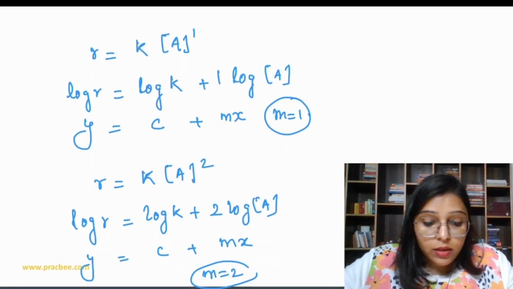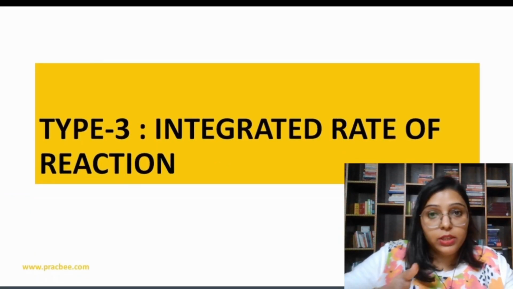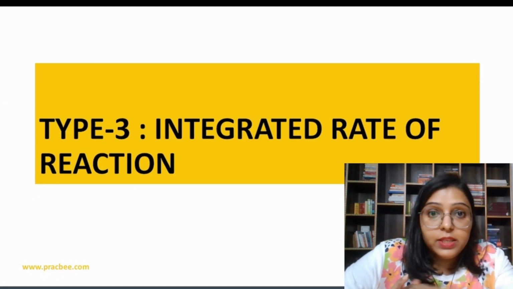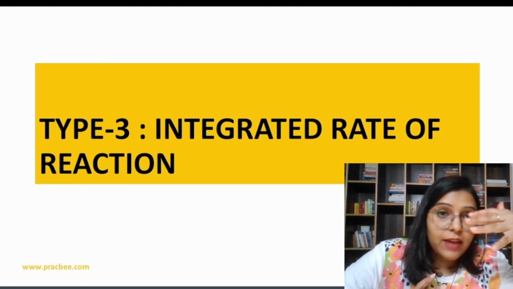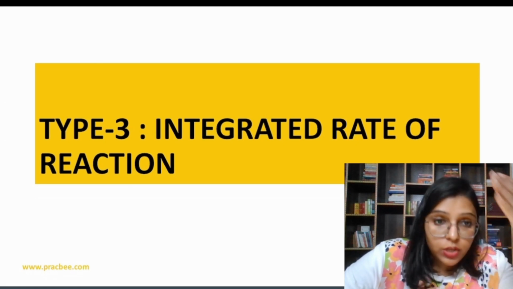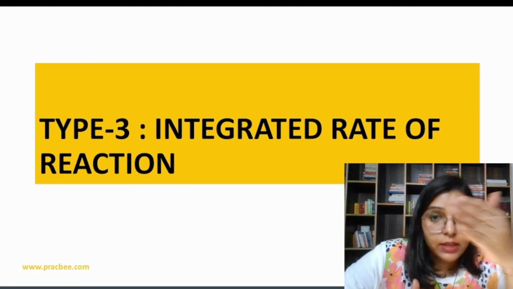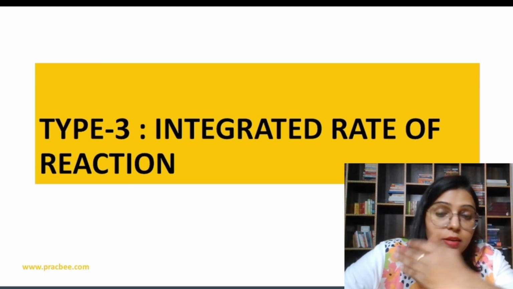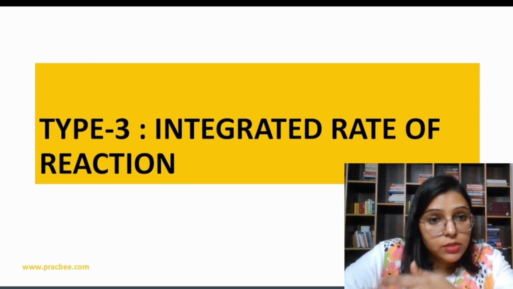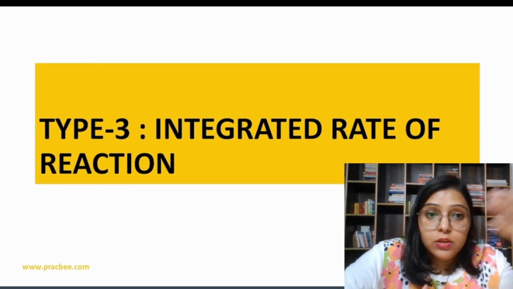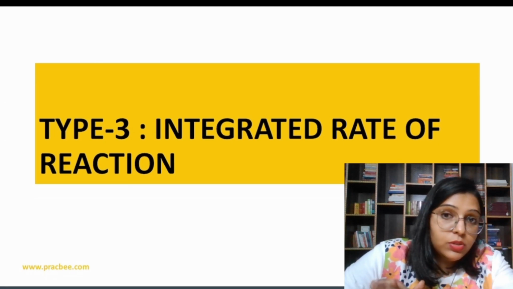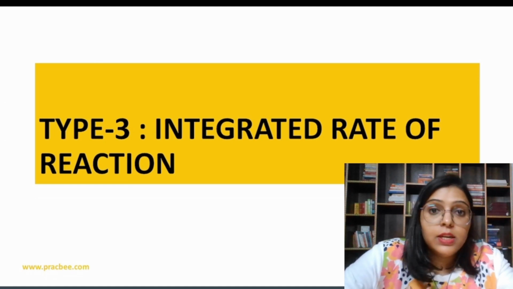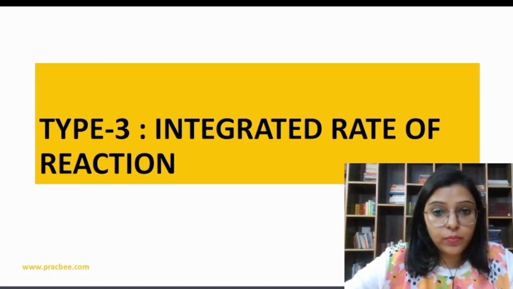Okay, fine. Now we are moving to the next type of question, which is related to the integrated rate equation. In the integrated rate equation, we have certain relations which involve rate constant K, time, and the initial concentration and final concentration of the reactant. On the basis of those relations, we have certain questions. So let me discuss some of the formulas which we are going to use in this type of questions.